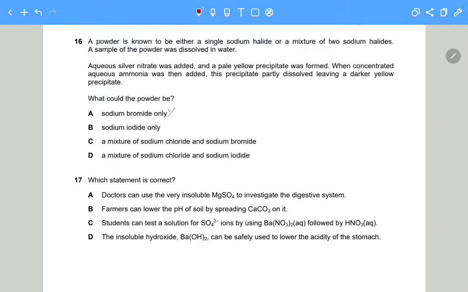Sodium bromide only? No, because remember, sodium bromide will give a cream precipitate and not a yellow precipitate. Sodium iodide only? No, because remember, silver iodide, which is the yellow precipitate, is insoluble even in concentrated aqueous ammonia. But the question says that some of the precipitate dissolves, which means that there is something else apart from sodium iodide. A mixture of sodium chloride and sodium bromide? No, because none of these will give a yellow precipitate.